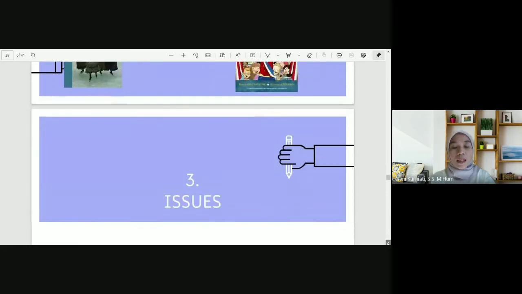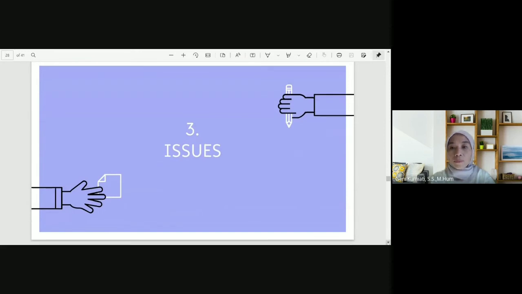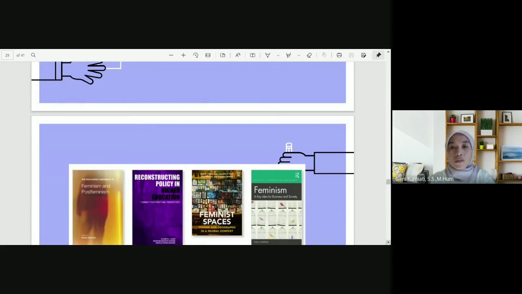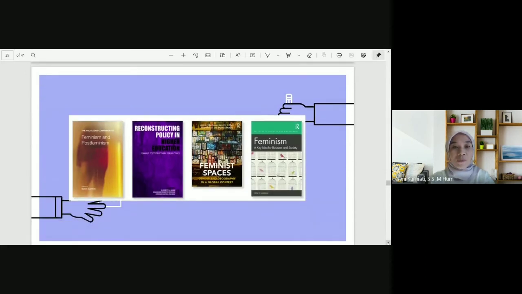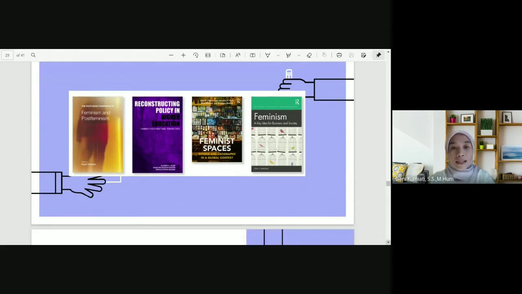Okay. We'll see some issues here before we look at some examples of literary work analysis, like feminism and post-feminism, reconstructing policy. See, it's about politics, and then feminist spaces, that's from an architecture approach, and then feminism key ideas for business and society. Here, what I'm trying to portray is that even when we talk about feminism, it's not only about the technical terms that you need to understand and later elaborate in your analysis, but also what approach. Because if it's only feminism, that's one big scope, then you need to find what context the text says, what the details are, what history, what time period, and what the issues try to portray.